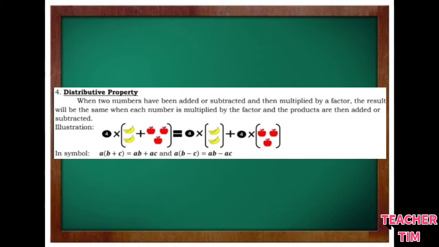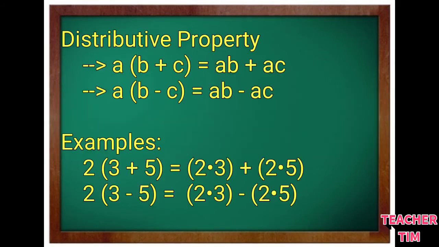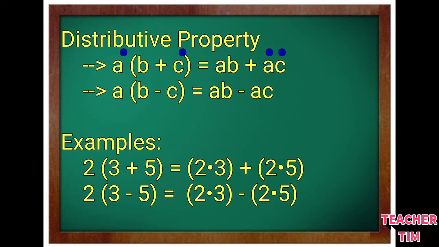The fourth is the distributive property. When 2 numbers have been added or subtracted and then multiplied by a factor, the result will be the same when each number is multiplied by the factor and the products are then added or subtracted. In symbols, A times quantity of B plus C equals AB plus AC, or A times quantity of B minus C equals AB minus AC.